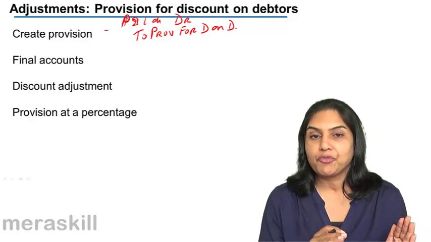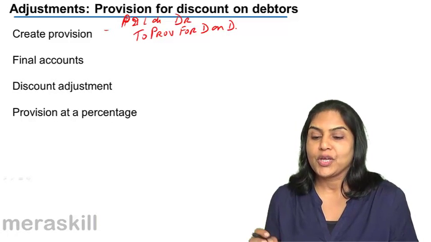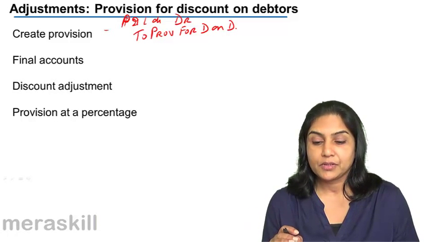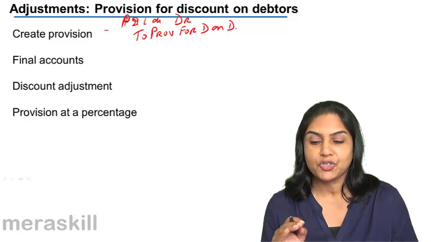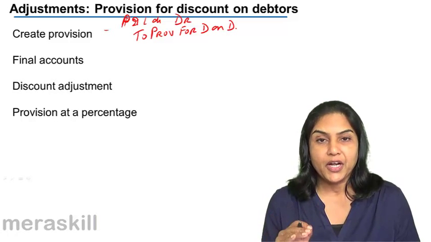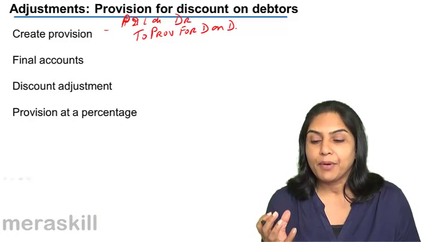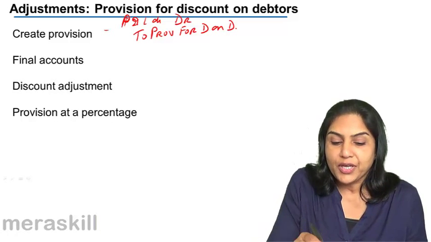By debiting profit and loss account and crediting the provision for discount on debtors. So in the final accounts, the provision for discount on debtors appears, and profit and loss account is debited with the amount of discount that needs to be created. And how will it be shown in the balance sheet?